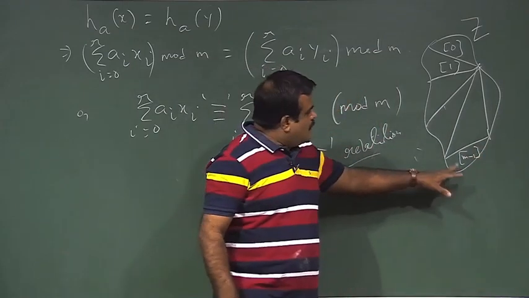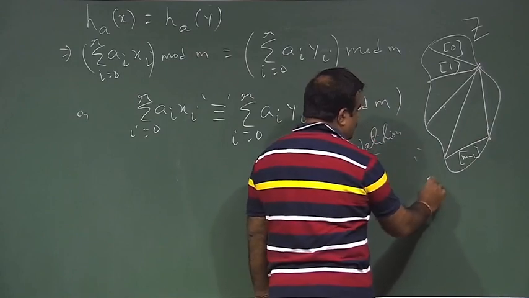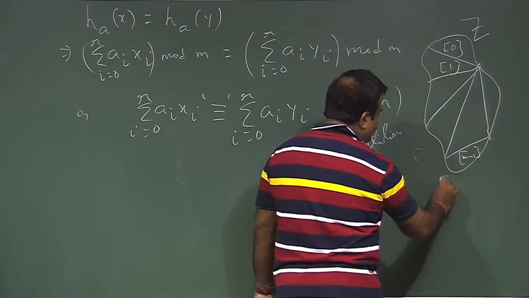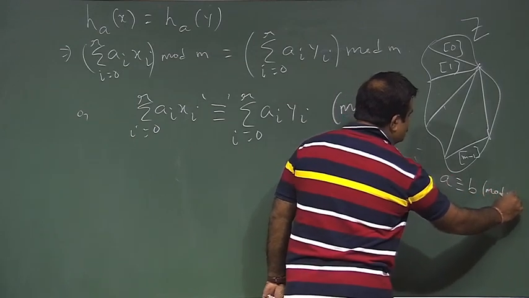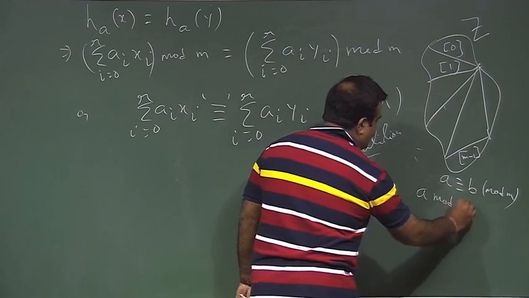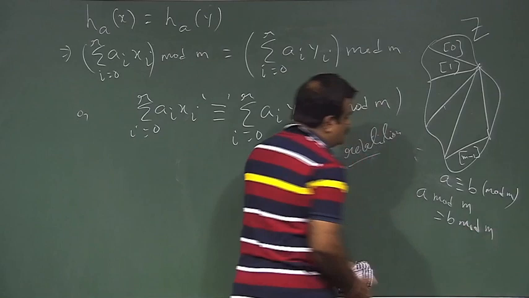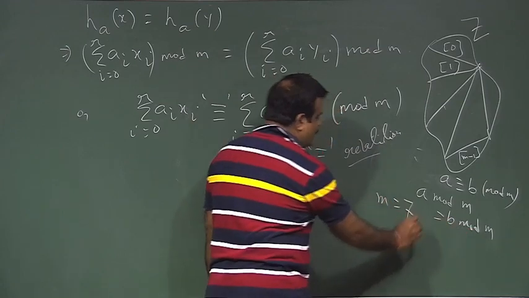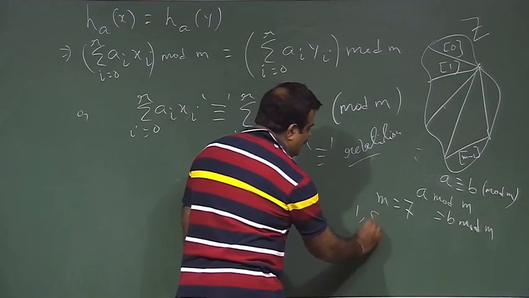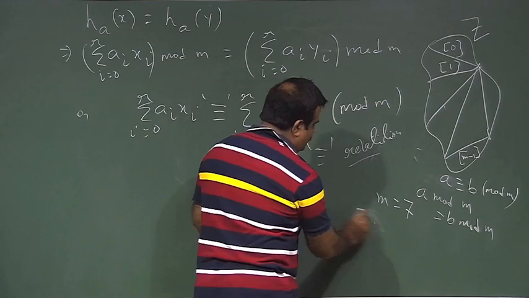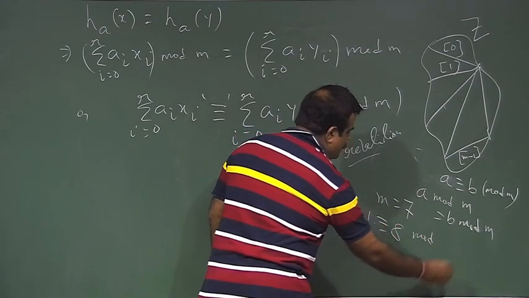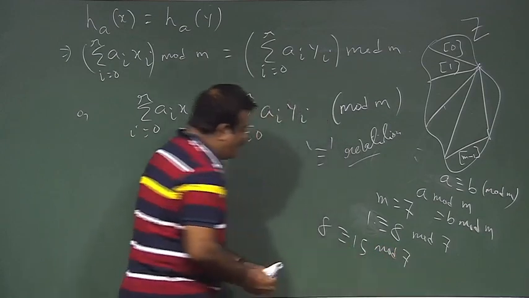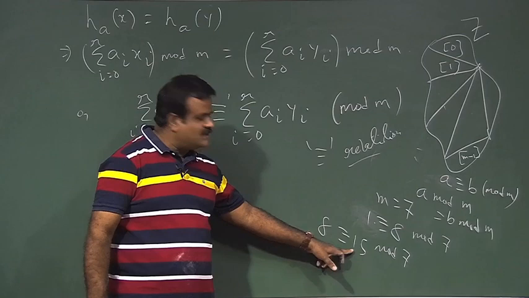Now we say two integers a, b will be in the same class, or they are related, when a is congruent to b mod m. When you say this, it means a mod m is the same as b mod m. So if we divide a by m, the remainder will be the same as if we divide b by m. Suppose m is 7. Then 1 and 8 are congruent under 7. 1 is congruent to 8 mod 7, or 8 is congruent to 15 mod 7, because if we divide 8 by 7, the remainder is 1. If we divide 15 by 7, the remainder is also 1.